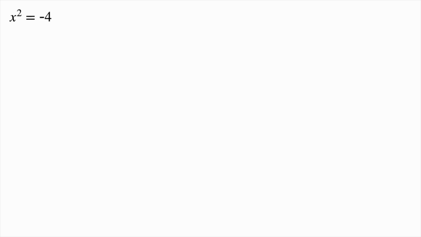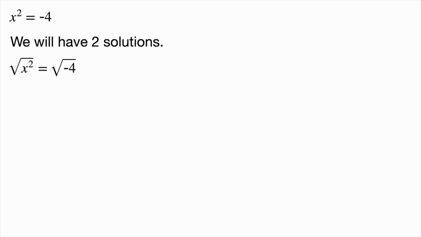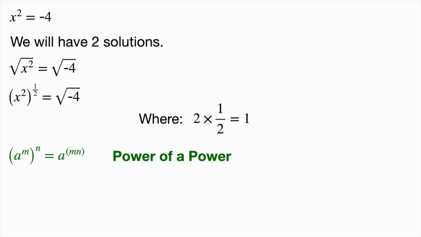Back to the original problem where we have x squared equals negative 4. And we will have two solutions to this quadratic equation from the fundamental theorem of algebra. First, we will take the square root on both sides of the equation. On the left side of the equation, the square root will be the same as taking it to the power of 1/2. And we will have x squared to the power of 1/2 equals the square root of negative 4. Now the exponent or power will be 2 times 1/2 equals 1 using the power of a power rule. And then we'll have x equals plus or minus the square root of negative 4.